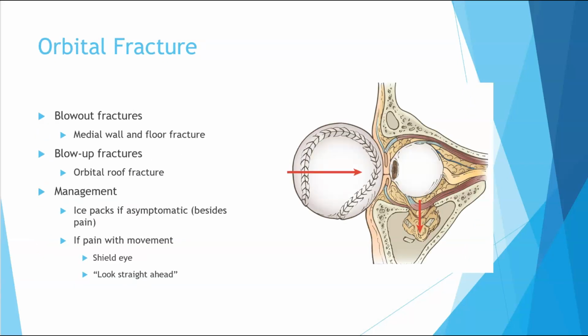Okay, the first one specifically is orbital fracture. With orbital fractures, we're worried about any time that there is something hard that hits us in the orbit. We're worried about blowout fractures and blow up fractures. Blowout fractures are the medial wall and floor fracture, which this is a picture of. Do you see the red arrow going down? And then the blow up fractures are the orbital roof fracture.